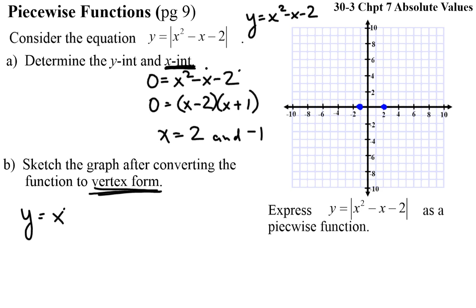y equals x squared minus x minus 2. First thing, bracket your x squared and your x. We want to have x squared and x, so we actually have to factor out a 1 here, which does nothing. And we're left with x squared minus x, and we're going to have to put in that extra value.